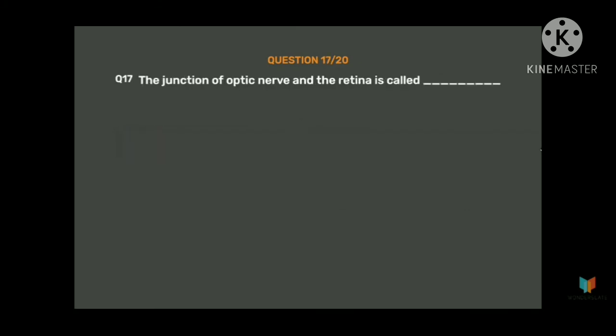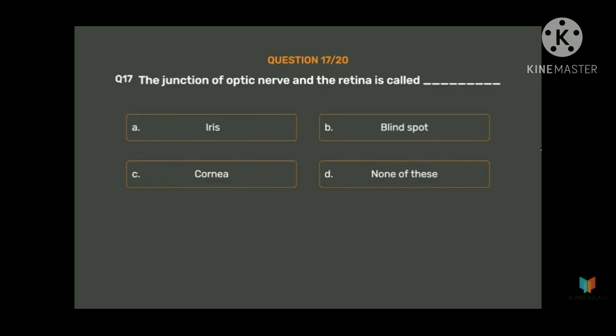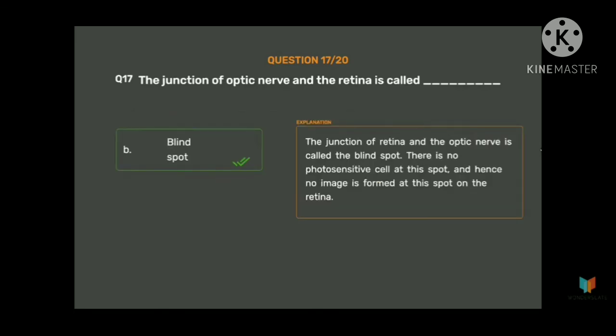Question number 17. The junction of an optic nerve and the retina is called underscore. Option A, iris. Option B, blind spot. Option C, cornea. Option D, none of these. The correct answer is option B, blind spot. The junction of retina and the optic nerve is called the blind spot. There is no photosensitive cell at this spot, and hence no images formed at this spot on the retina.